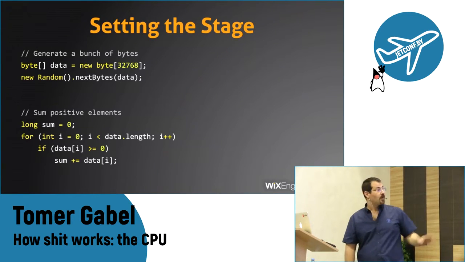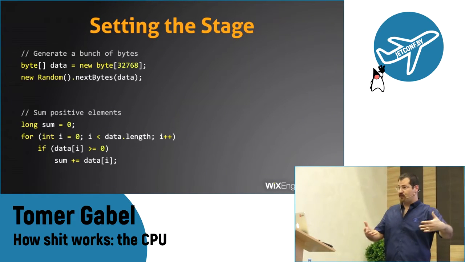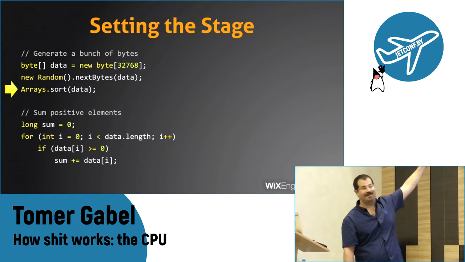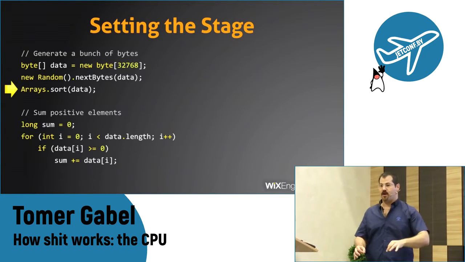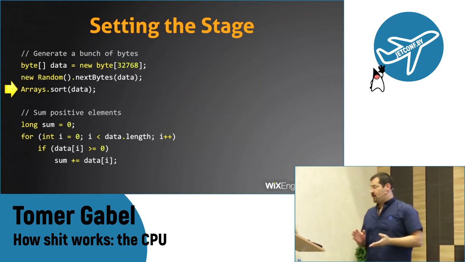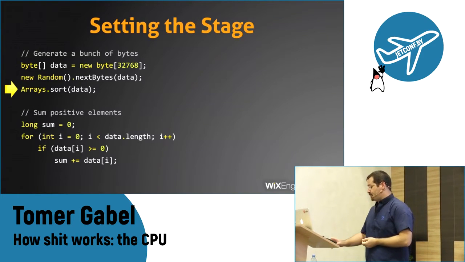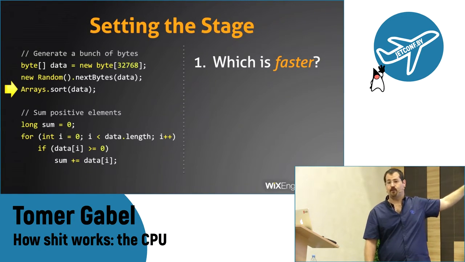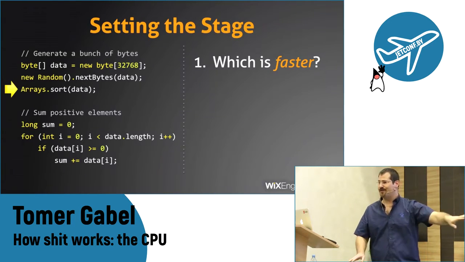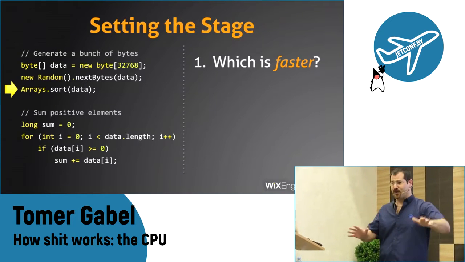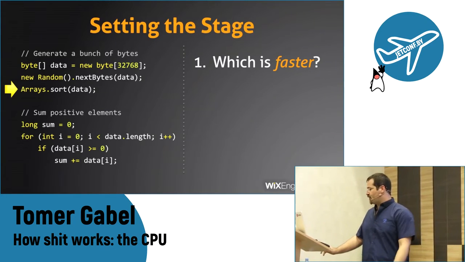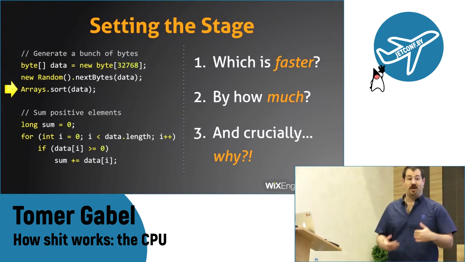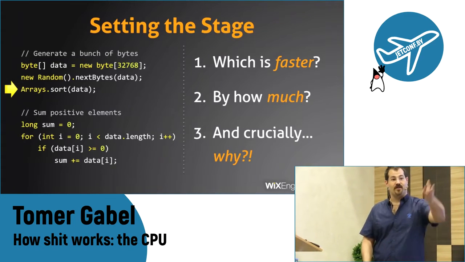But here's the thing. This runs at a certain speed. And the question is, if we add this sort, if we sort the array before running the loop, there's three questions you might ask. Which version is faster? And by faster, I mean just the loop. We're not interested in the setup. The sort is not part of the equation. It's just the loop. Which version is faster? The second question you may ask is, by how much? And the third question, obviously, would be why? So anyone care to take a guess? Yes, sir.